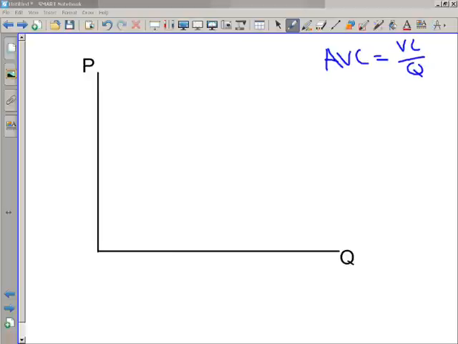Because of the law of diminishing marginal returns, we first have, in many cases, increasing returns and then decreasing returns. So the average variable cost curve tends to look somewhat like this. It decreases at first, and then as we produce more, it eventually starts to rise. So we would have increasing efficiency and then decreasing marginal returns.